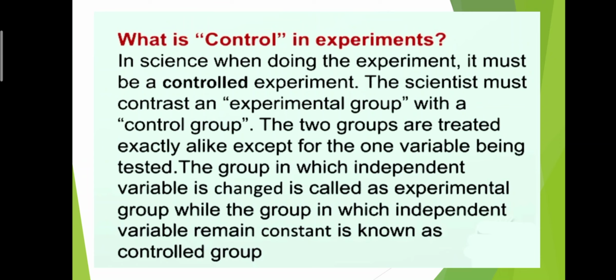What is control in experiments? In science, when doing an experiment, it must be a controlled experiment. The scientist must contrast an experimental group with a control group. The two groups are treated exactly alike except for the one variable being tested. The group in which the independent variable is changed is called the experimental group, while the group in which the independent variable remains constant is known as the control group.